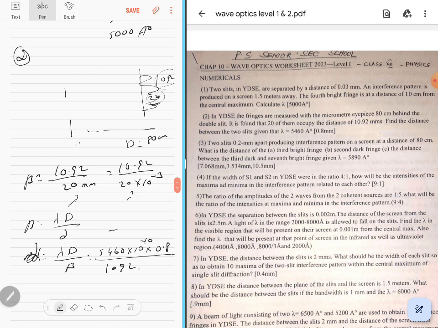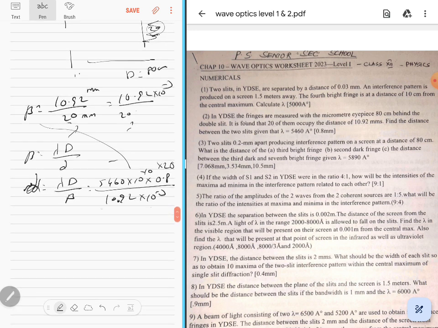By beta, which is 10.92. This value can be substituted by 20. 10.92 by 20. So then that 20 will go to the top. So the 10 to the power minus 3 has to go to the top because it is 10.92 millimeter. So 10.92 into 10 to the power minus 3 and by 20. So that beta has been substituted here. So you calculate this value. If you calculate this value, you'll get 0.7912 into 10 to the power minus 4 meter. So that's the value that we get.